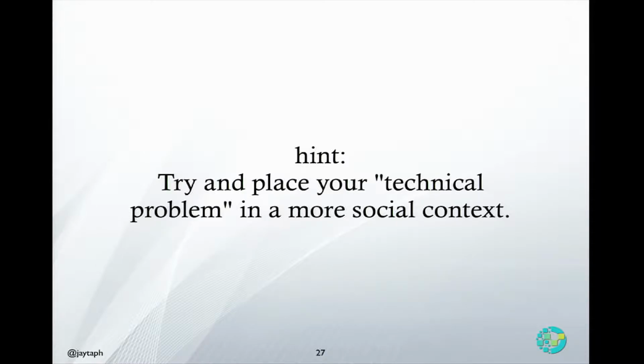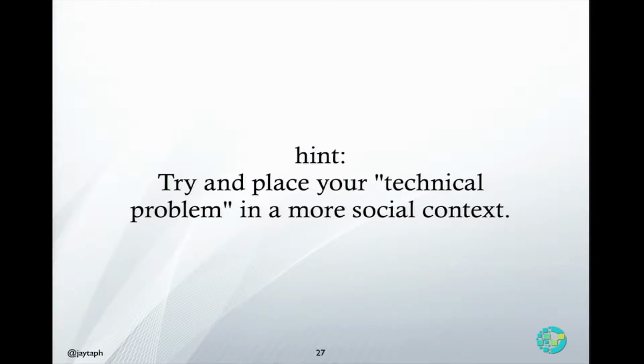For instance, try to place your technical problem, and we all have technical problems which we have to explain to managers and directors and CEOs and everything. Try and put them in a more social context. What I do often is use the context of building a house. So there's a customer and he's complaining about some button being red while we're still building the ground for an API system, for instance.